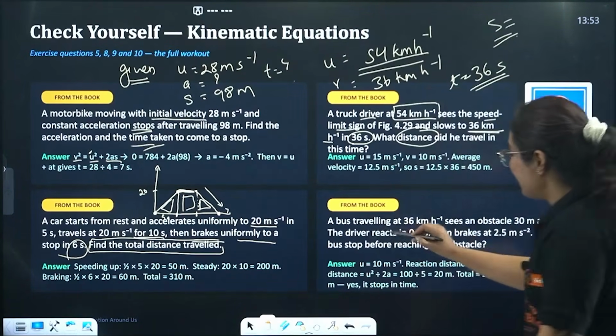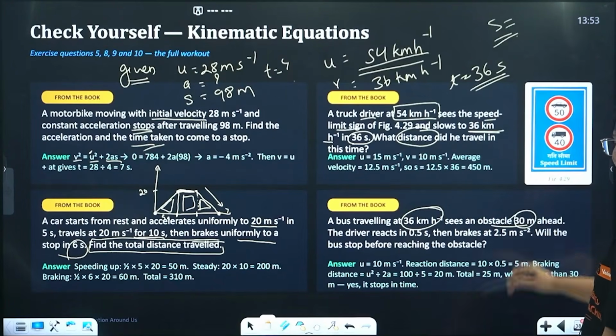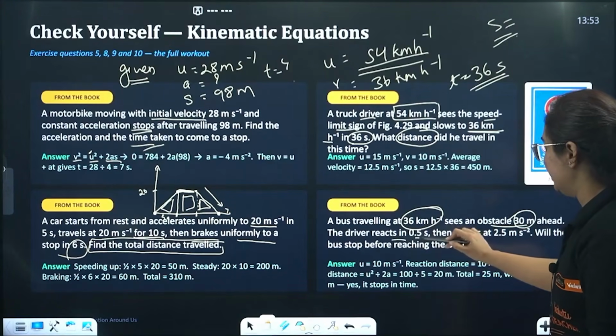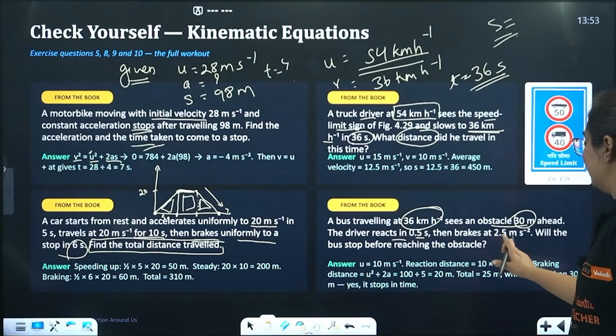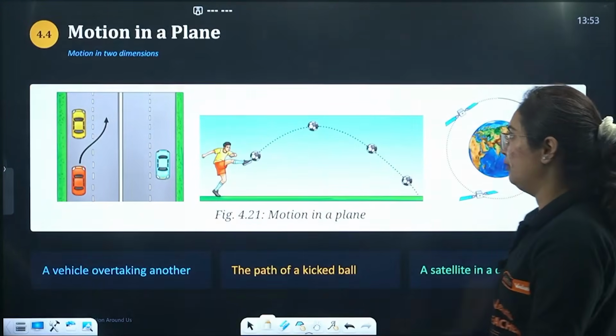Calculate it. A bus traveling at 36 km per hour sees an obstacle 30 meter ahead. The driver reacts in 0.5 seconds and then brakes. This is also the same way. Try it, beta. If not, then we will do it.